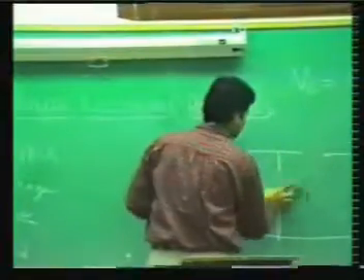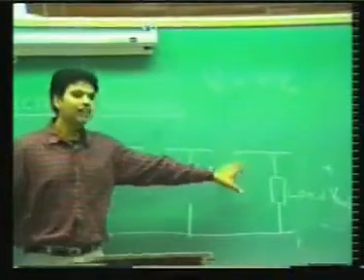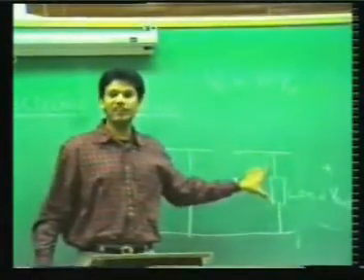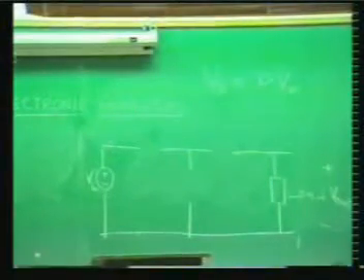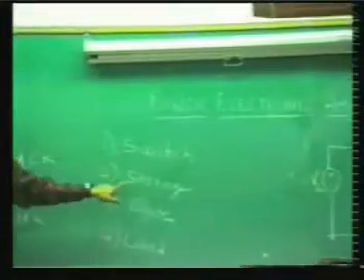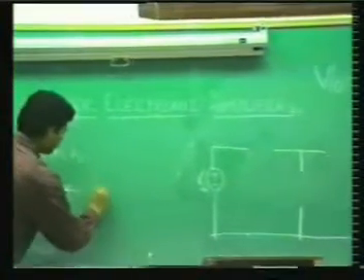Now we'll see, okay, the position of the load is always constant. If there is no load over here, then this circuit doesn't have any meaning. So the load is always kept constant here. What are the three other parts of this? The switch, a storage device, and a diode. What storage device did we use?